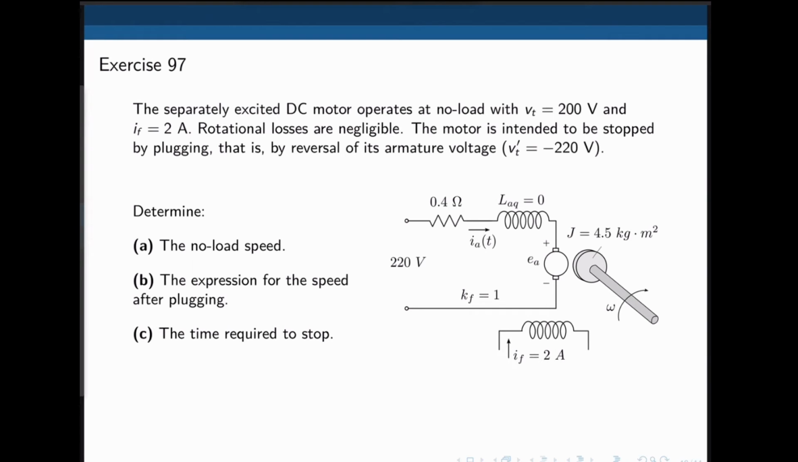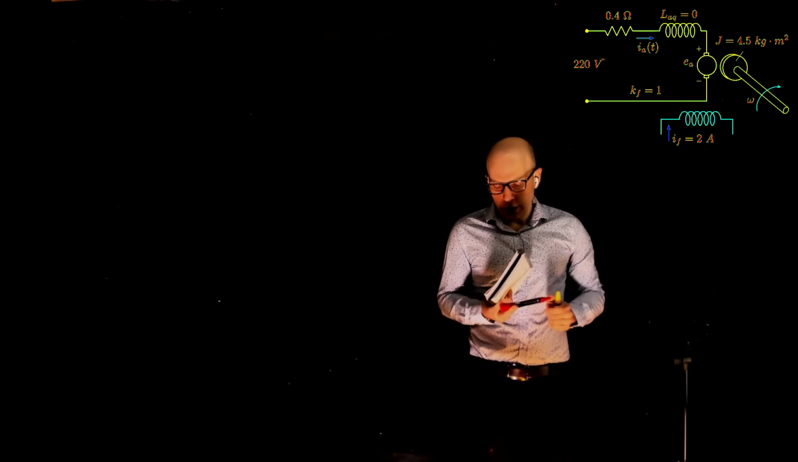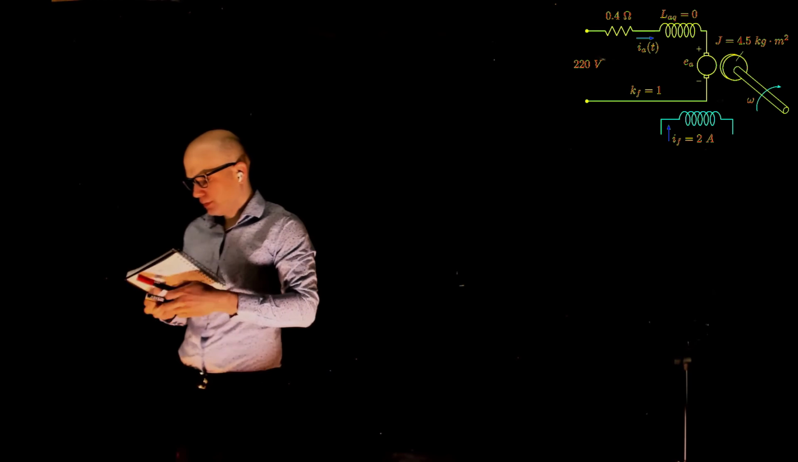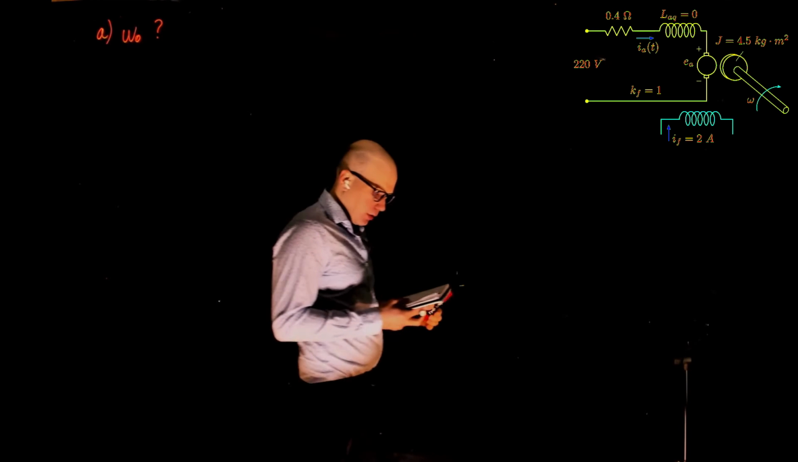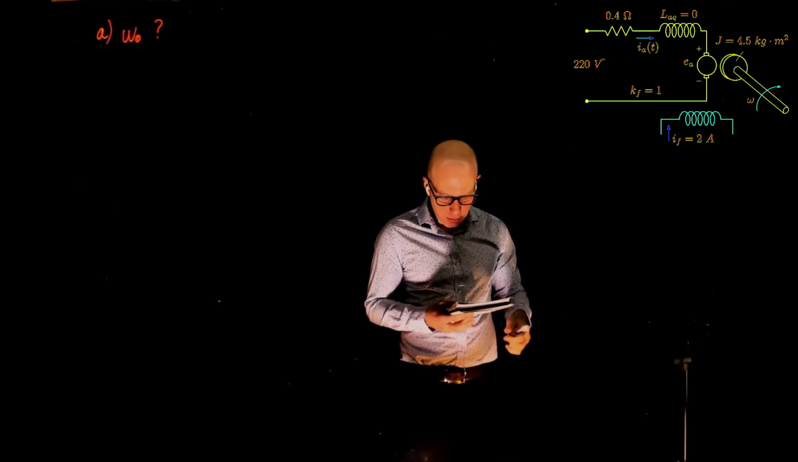The rotor is intended to be stopped by plugging, that is, by reversal of its armature voltage. So we are going to reverse the voltage in the field winding to bring it to stop. Determine the no load speed, the expression for the speed after plugging, and the required time to stop. Right, so the motor rotates at 200 volts in one direction, and we're going to reverse that to negative 200 until it stops. In the first question, we are interested in the no load speed. I'm going to call this omega 0, no load speed in the rotor winding. How can you calculate that?